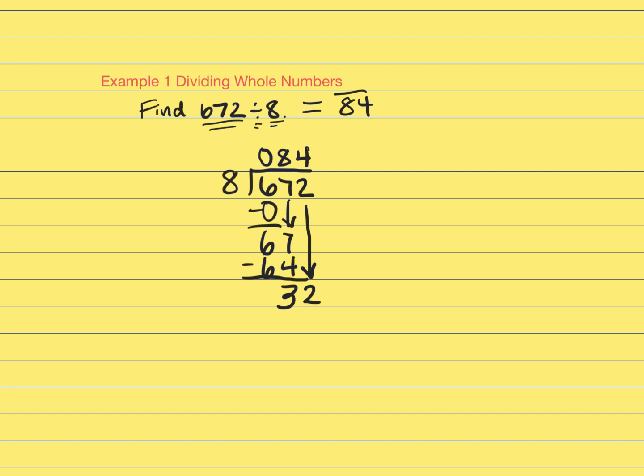84. That's my quotient. Okay, and we always circle those answers. Don't circle it up here like this. Always bring it over to the side and put a box or a circle around it. It's just easier to see.